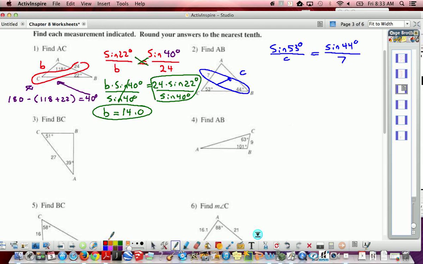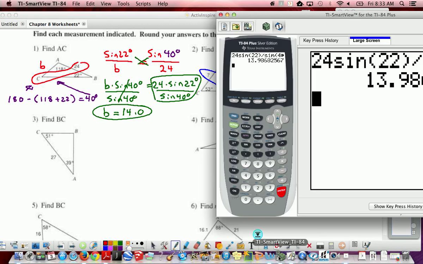So now, just like we did last problem, cross multiply. So c times sine of 44 is equal to 7 times sine of 53. Just like you did on the previous problem, divide both sides by the sine of 44 to get little c by itself. So little c is equal to, calculator time.